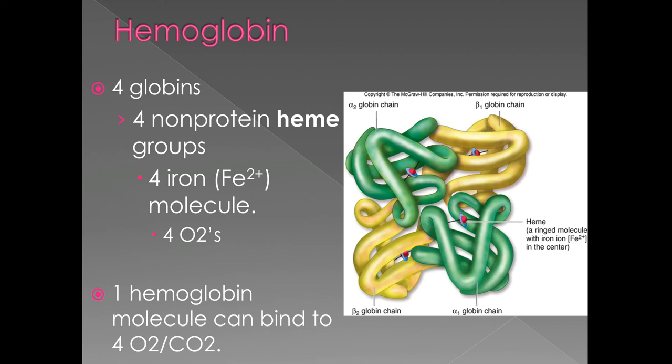So overall, again, we have 4 chains, 4 protein chains creating 1 hemoglobin molecule. Those 4 chains contain 4 heme groups, and each heme group contains 1 iron, so that means we have 4 irons. And each of those 4 irons can bind to 1 oxygen molecule each, so that gives us 4 oxygens per hemoglobin.